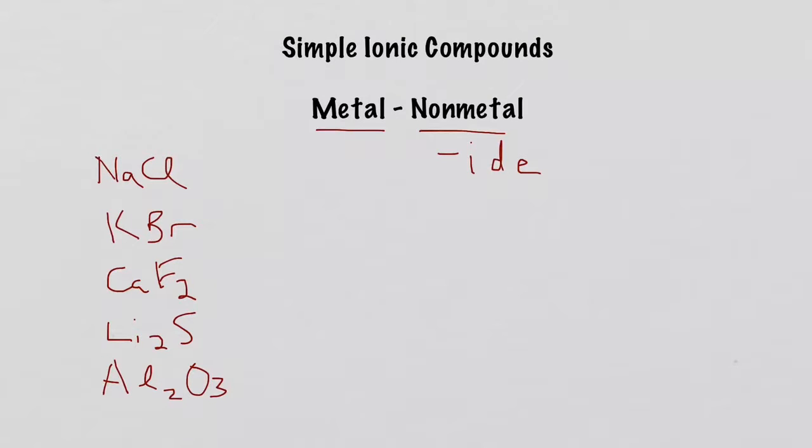Okay, so let's check out how we name simple ionic compounds. They're called ionic compounds because they contain a metal and a nonmetal in the formula. So what I have listed to the left here are some ionic compound formulas. The first, the one you're probably most familiar with, is known as sodium chloride. I'm sorry, I'm not drawing it so great.